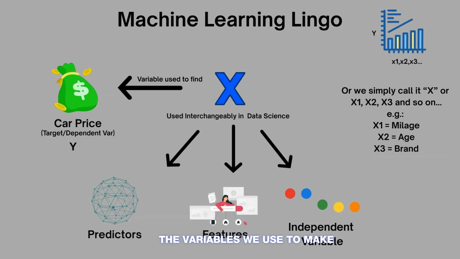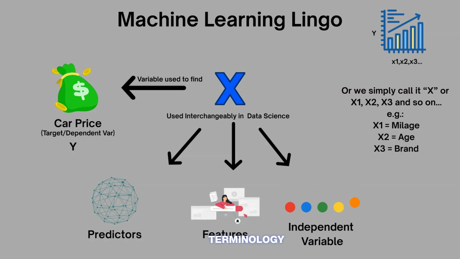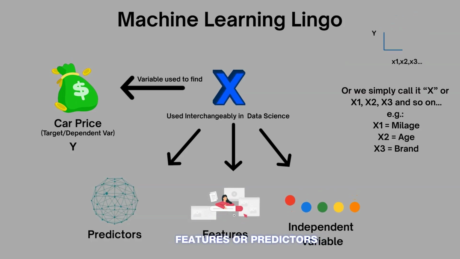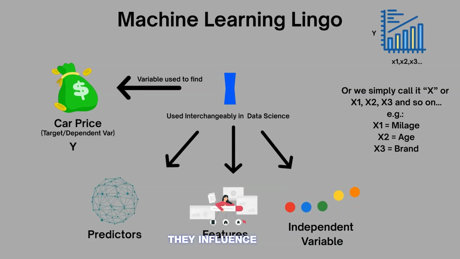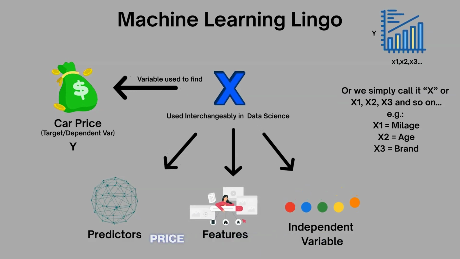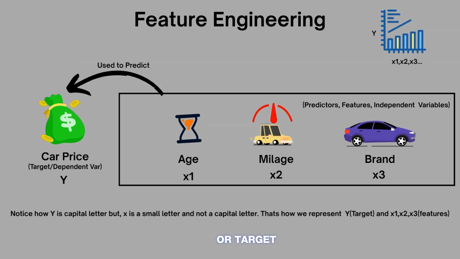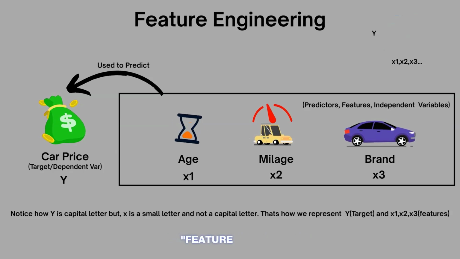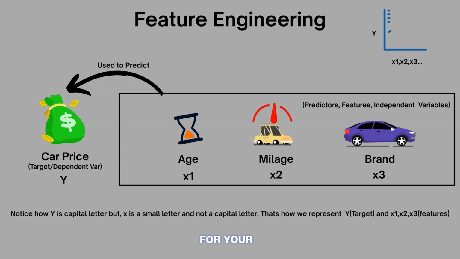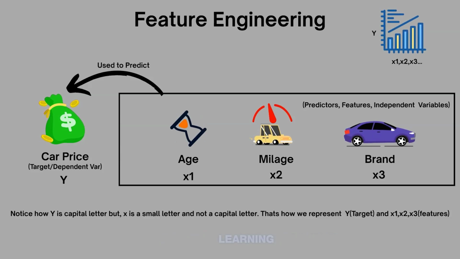The variables we use to make predictions have their own terminology. We call them independent variables, input variables, features, or predictors. These are independent because they influence the target but aren't influenced by it. So, in our car example, price is our dependent variable or target. Age, mileage, and brand are our independent variables or features. You'll also hear the term feature engineering. This means creating or selecting the right input variables for your model. It's a crucial skill in machine learning.